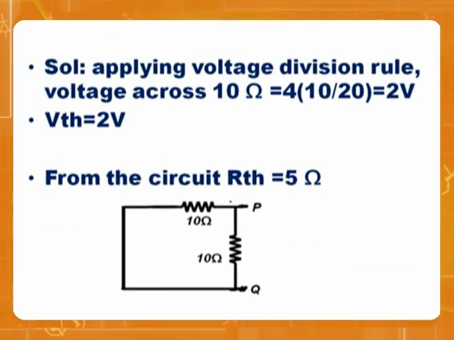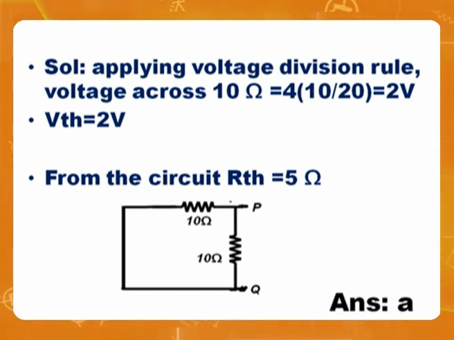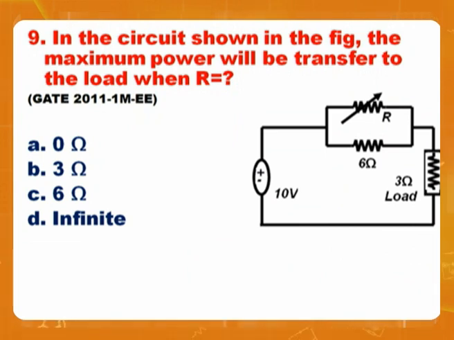So when you calculate voltage, 4 by 10 plus 20 or 4 by 10 plus 10 into, that's why it is 2. So this is the answer A. Now look at 9. Very funny, very interesting.